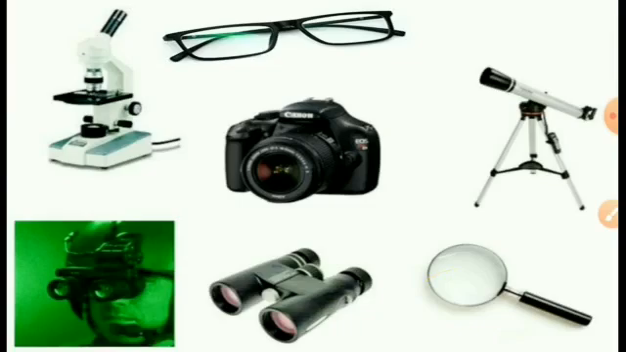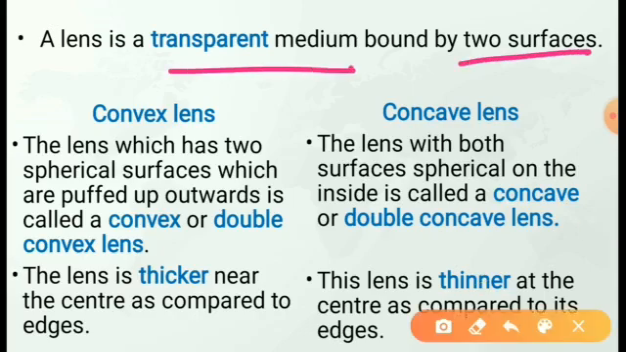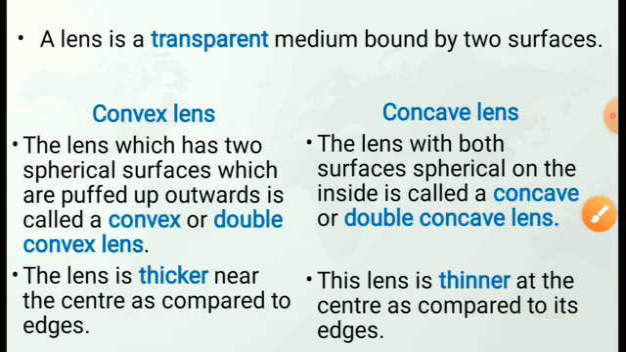These are some of the examples where lenses are being used in our daily life: in spectacles, camera, telescope, microscope, watch glass, etc. A lens is a transparent medium bounded by two surfaces. Convex lens and concave lens. These are the two lenses that we are going to study in detail in this chapter. Let us see the convex lens.